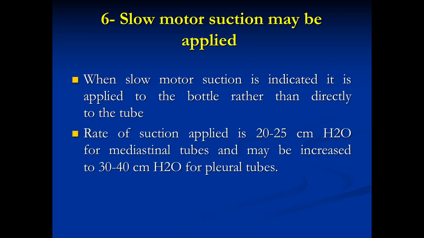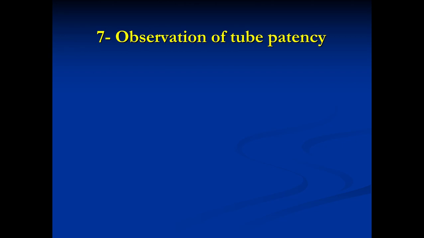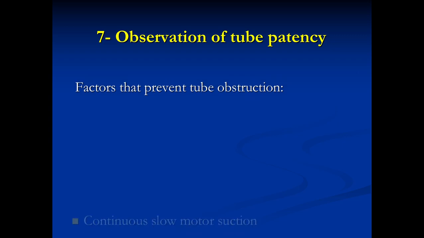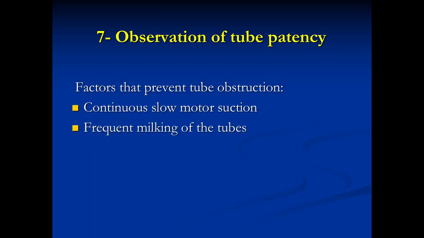The rate of suction applied is 20 to 25 centimeters of water in the column that we saw just now for mediastinal tubes, and it may be increased to 30 to 40 centimeters for the pleural tubes. Observation of the tube patency every now and then. How to detect the tube patency?